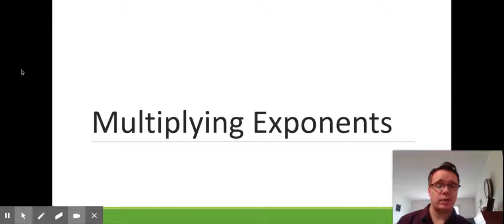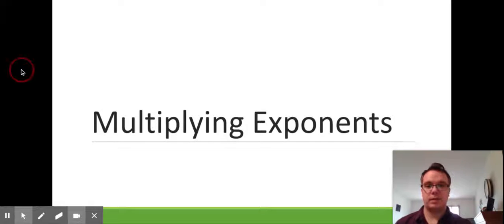We're in the Exponents chapter. So yesterday, we talked about the meaning of exponents, and we wrote exponents. We wrote powers out as multiplication, and we wrote multiplication as powers. So today, we're going to use both of those skills to multiply exponents.